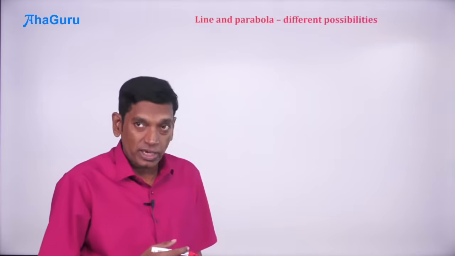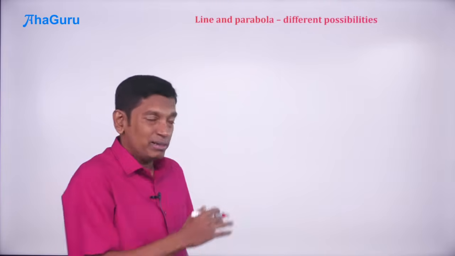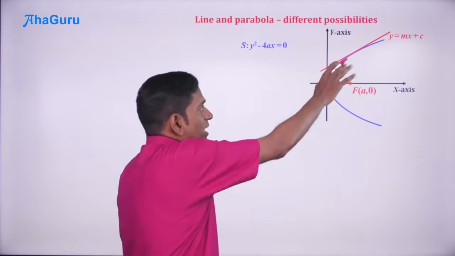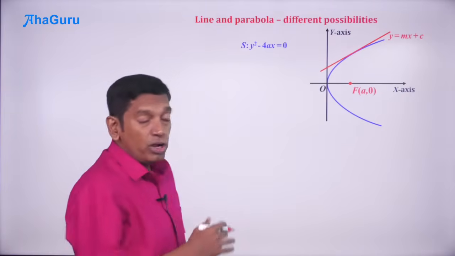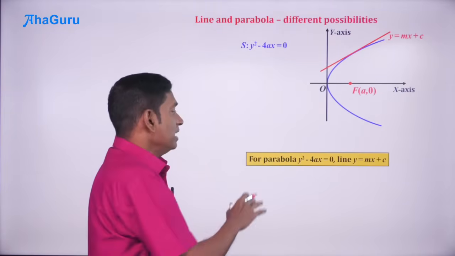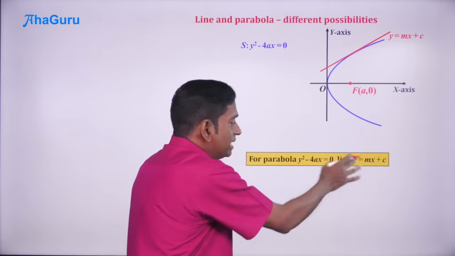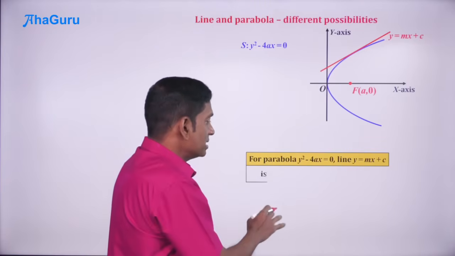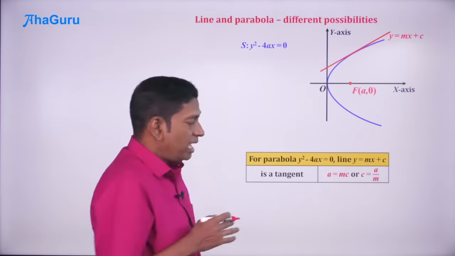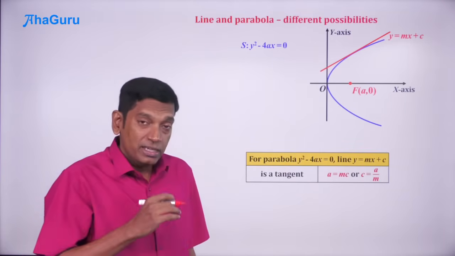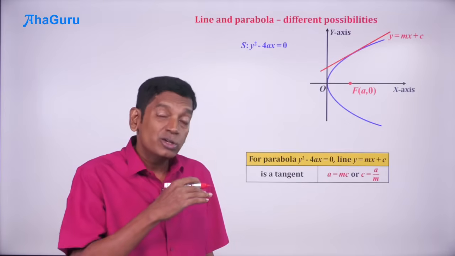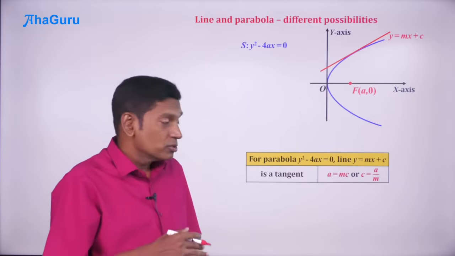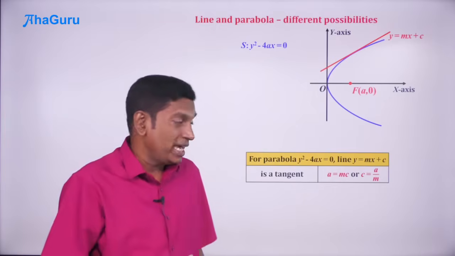Now that we know the condition for a line to be a tangent, let's look at the different possibilities when you have a line and a parabola. That means if you have this parabola and a line y equals mx plus c, what we already know is that if this line is a tangent to the parabola, a equals mc, or c equals a by m. Now the question is, what if it is not a tangent? So that is what we are going to show you next.